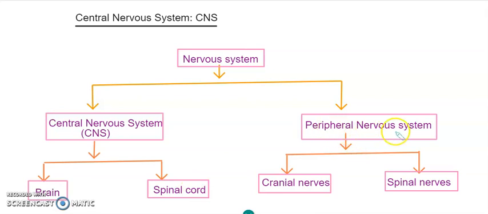The peripheral nervous system is cranial nerves, the nerves which arise or come out or are linked to the brain, and spinal nerves, those nerves which are linked to the spinal cord. So first we'll look into the central nervous system, the brain structure and the spinal cord structure. Then we'll go into the peripheral nervous system.